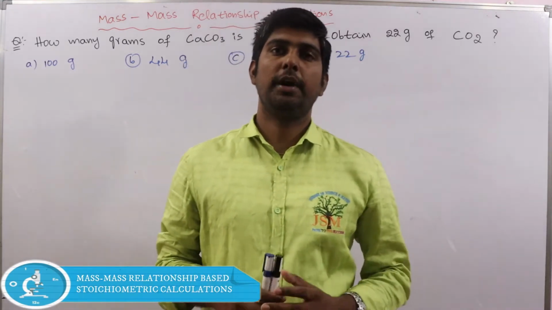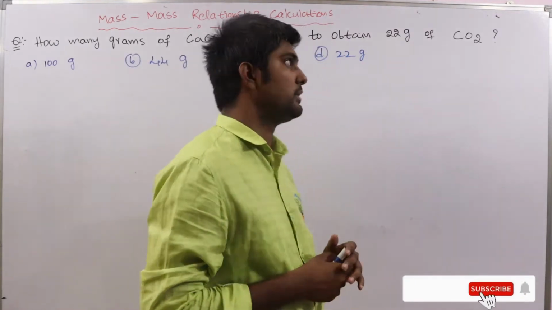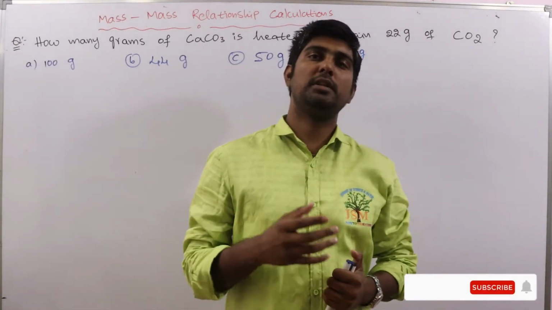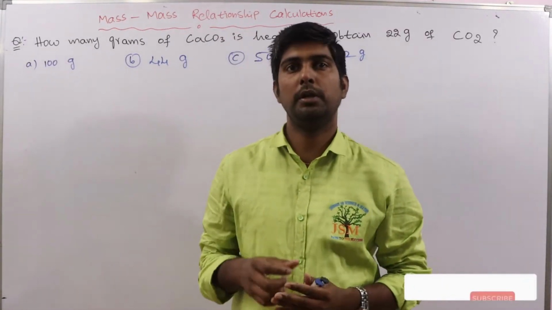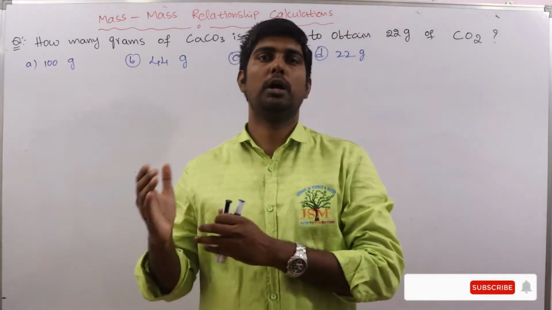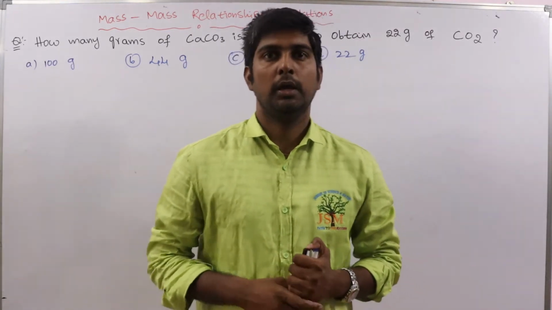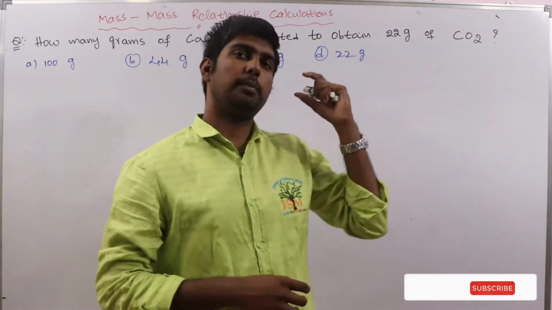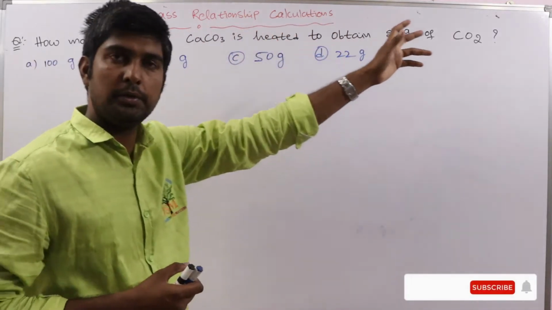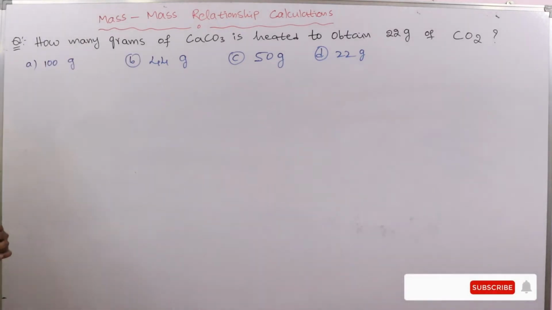In this lecture, we are going to discuss one of the most important topics, which is useful in so many cases, that is the mass-mass relationship calculations. In the previous lecture, we discussed the fundamental concept used for stoichiometric calculations from mole to mass or mass to mole, mole to volume or volume to mole in a simple way, right? Now, in this one, the first type of stoichiometric calculation, the mass-mass relationship calculations, we are going to discuss. So very important. Okay, let us start with the first problem.